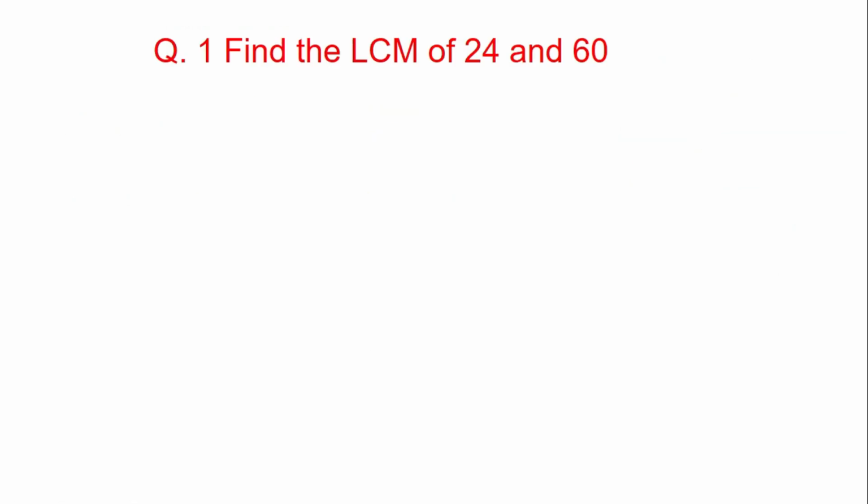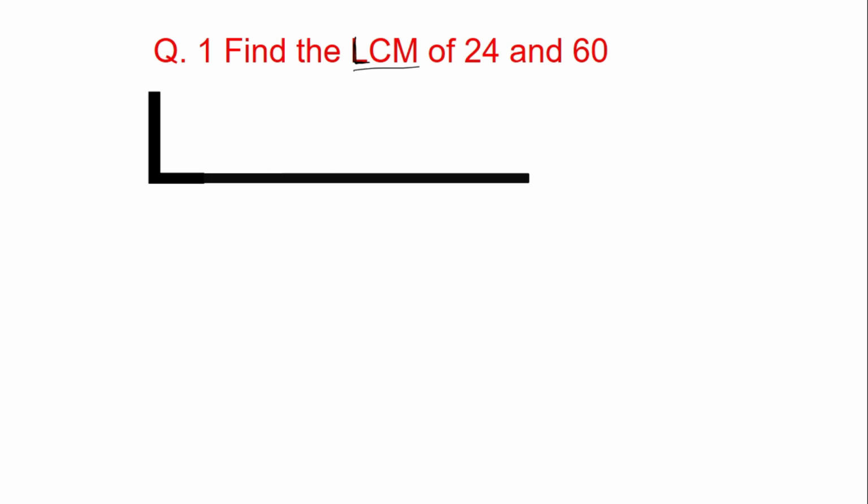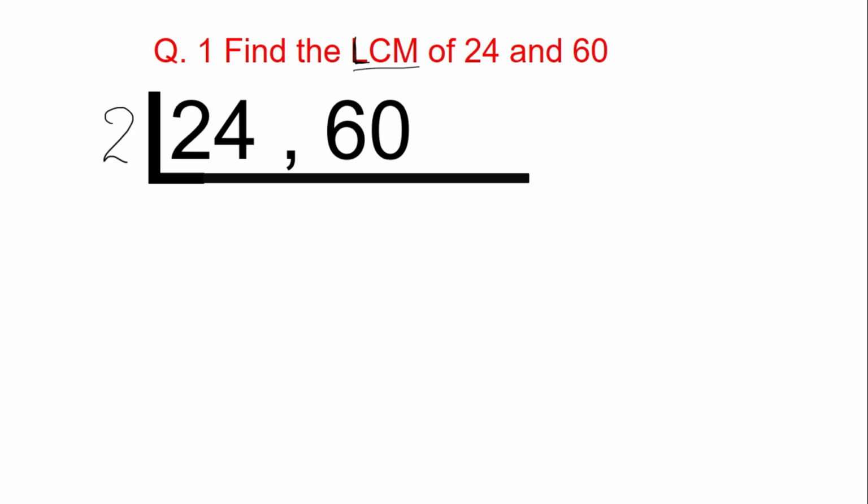Question 1. Let us find the LCM of 24 and 60. I always tell my students that when you see the word LCM, you have the first clue there. You have the L. So you start with drawing an L, make it a bit long, and put both the numbers inside. And next you have to prime factorize the given two numbers. Both are even numbers. Start with 2.